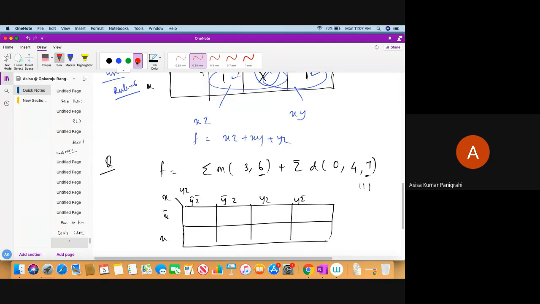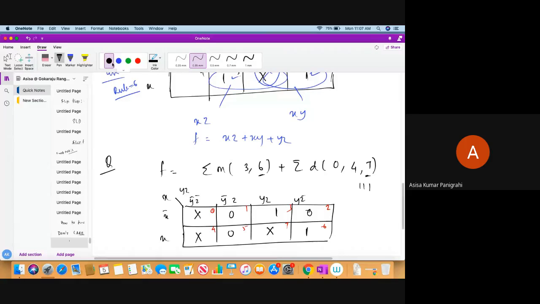So what are the min term positions here? 0, 1, 2, 3, 4, 5, 6, and 7. So we'll have here 3 and 6. 3 means here 1, 6 means here 1. And the don't cares are 0, 4, and 7. Okay, so next, these are all zeros.